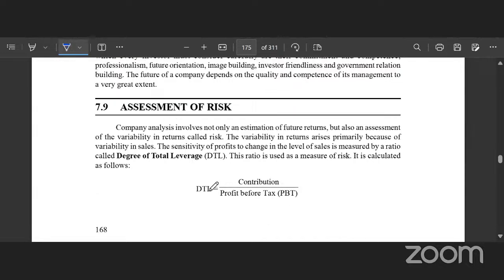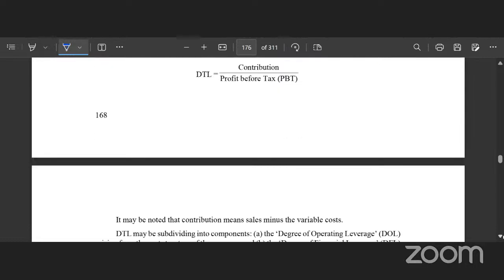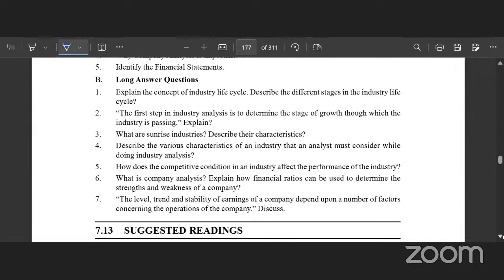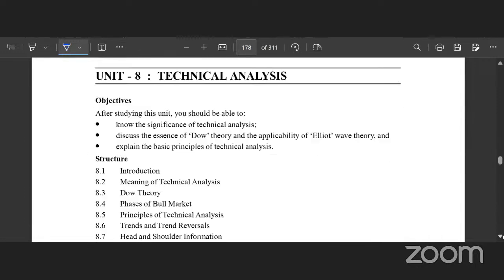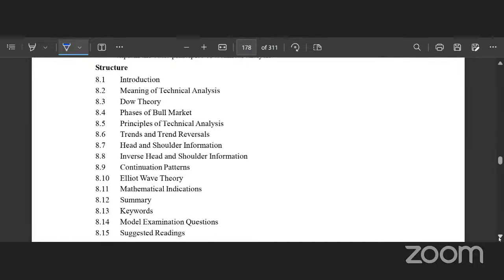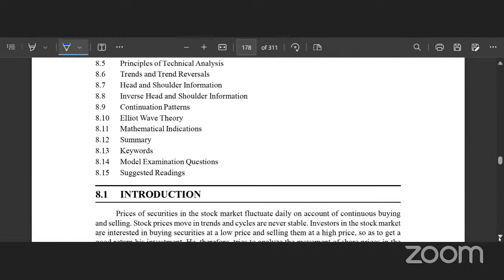You're also supposed to calculate the leverage: operating leverage, financial leverage, and total leverage. So this is more about fundamental analysis. Now we'll move to the other concept called technical analysis.